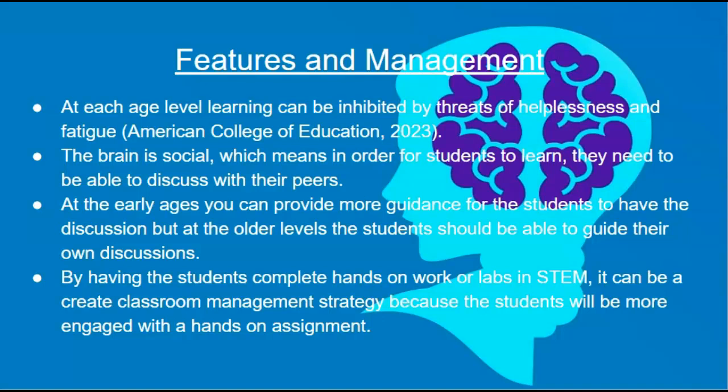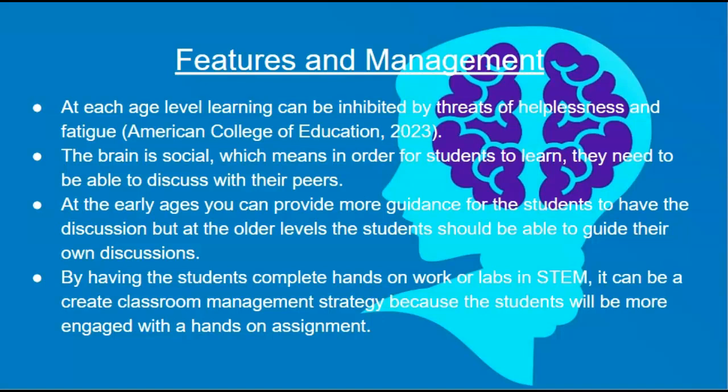Features and management. At each age level, learning can be inhibited by threats of helplessness and fatigue. The brain is social, which means in order for the students to learn, they need to be able to discuss with their peers. At the early ages, you can provide more guidance for the students to have the discussion.